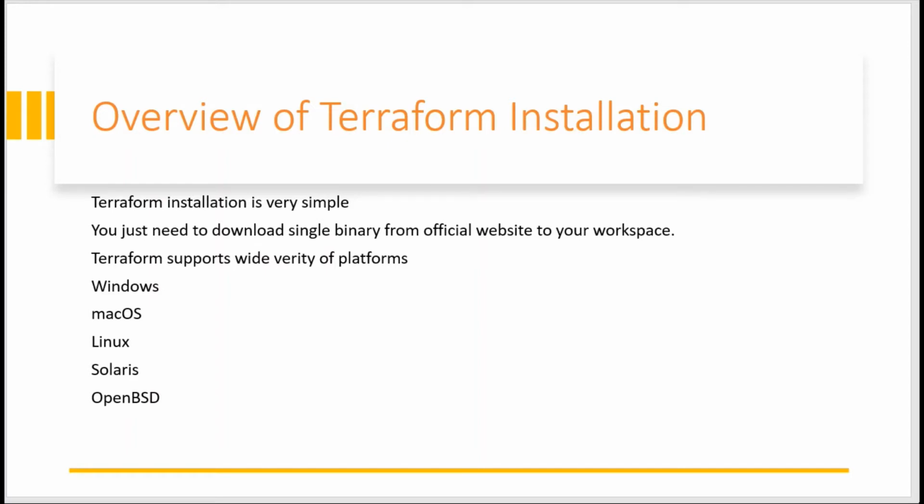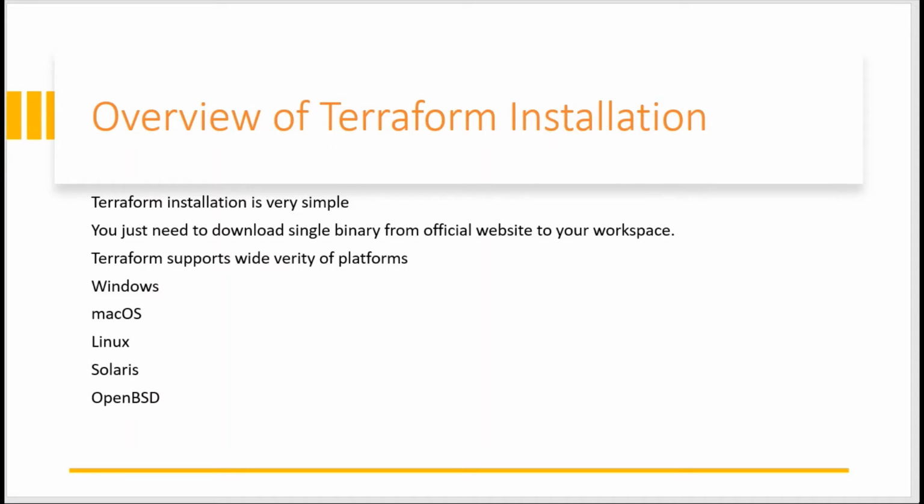If you are using a Windows machine, you just need to download a single binary file from the official website, add it to your workspace, and add the path to your system's variables, so you don't need to do any additional configuration. Terraform supports a wide variety of platforms: Windows, Linux, macOS, Solaris, and OpenBSD. The other flavors it will support.